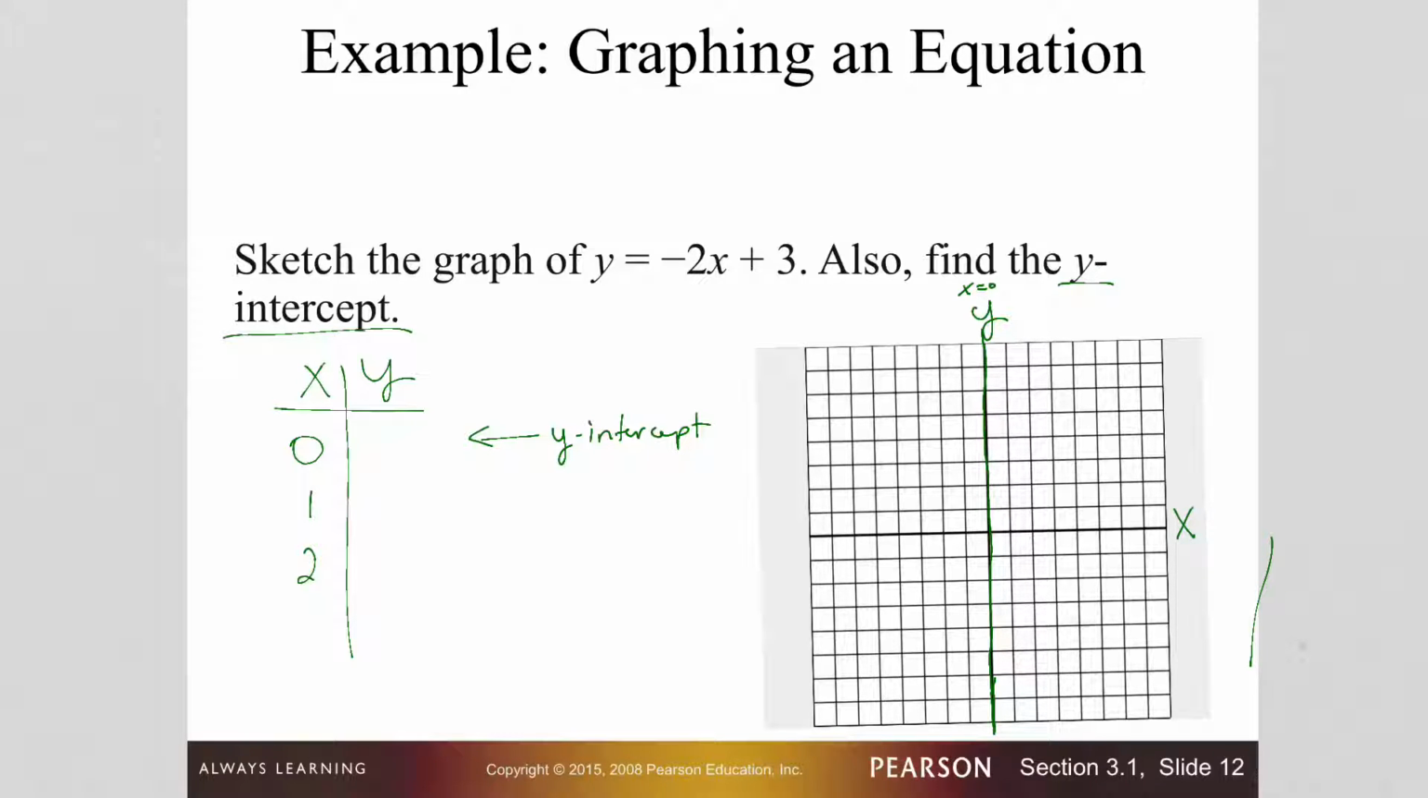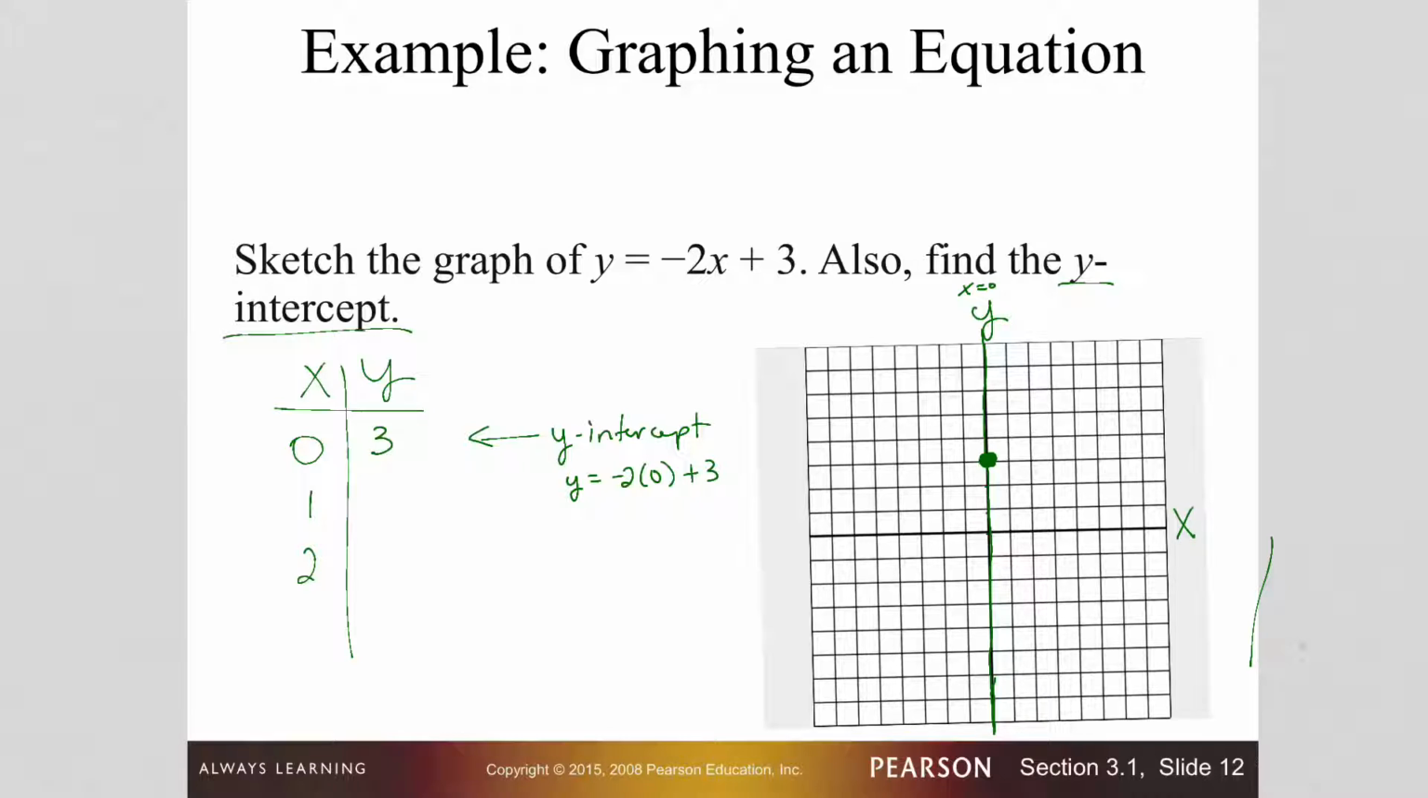So whenever I put 0 into this problem for x, y is equal to negative 2 times 0 plus 3. Negative 2 times 0 is 0. 0 plus 3 is 3. So I have an ordered pair at 0, 3. 0, 1, 2, 3. Go up here and put a dot.